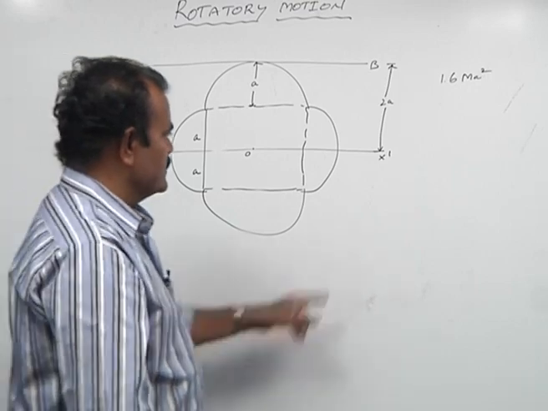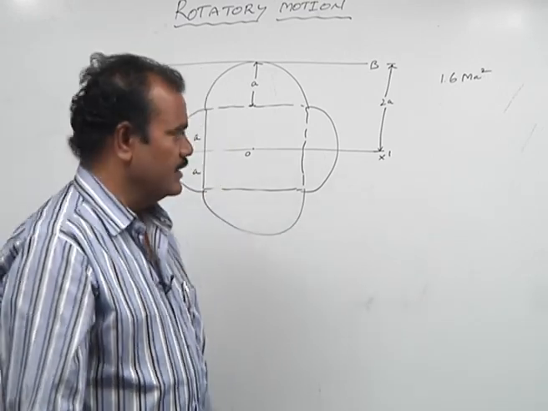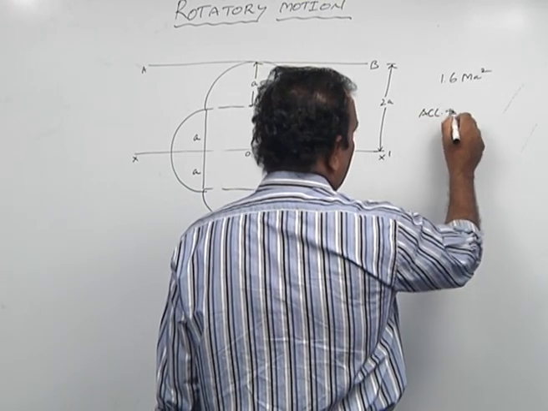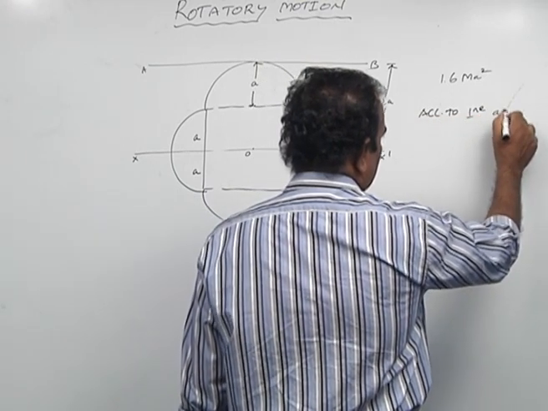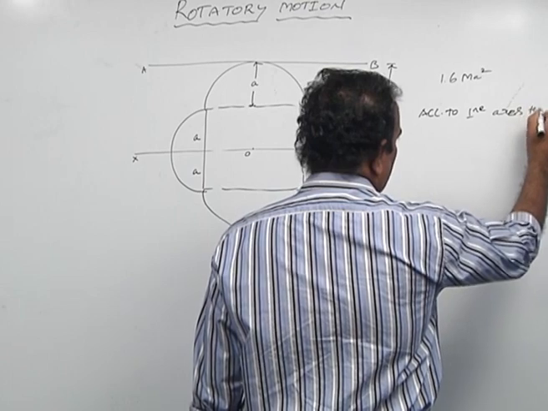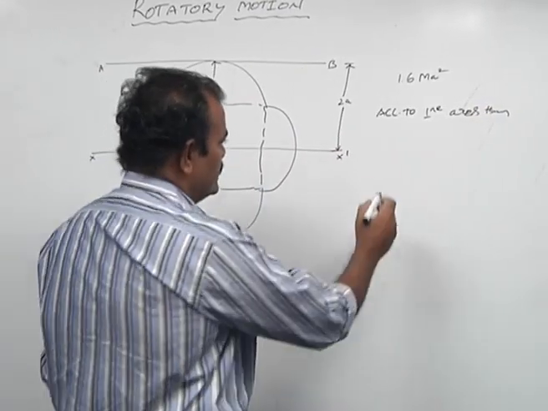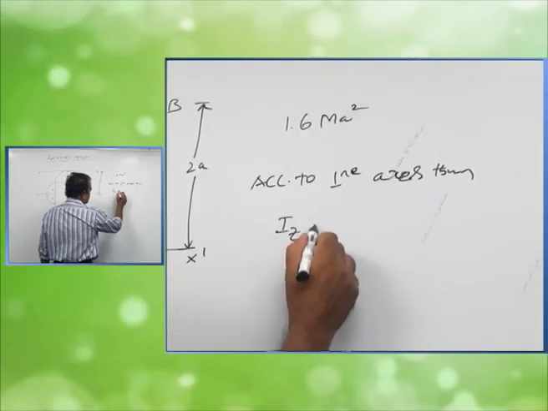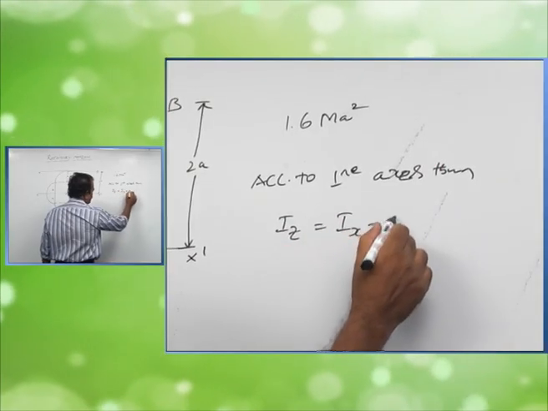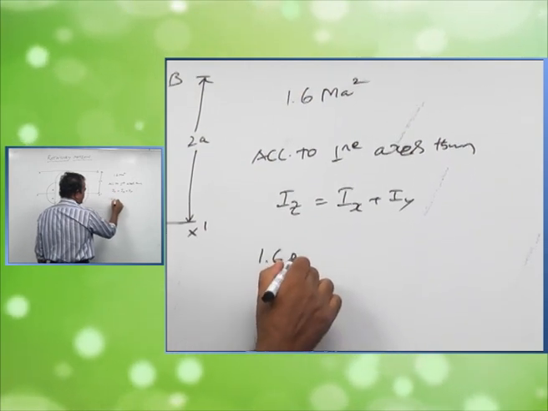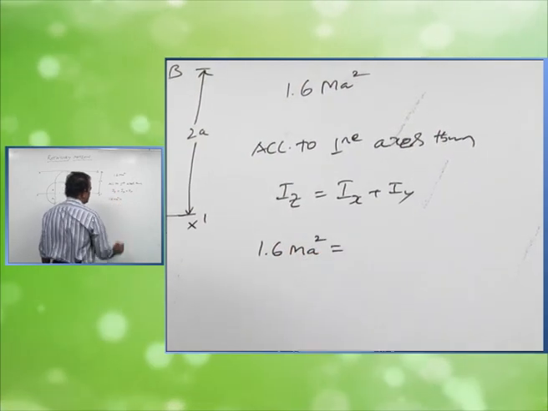So about this XX dash we have to find out the moment of inertia, and for that we are applying the perpendicular axis theorem. According to the perpendicular axis theorem, Iz is equal to Ix plus Iy. Iz is nothing but what is already given, 1.6 Ma square.